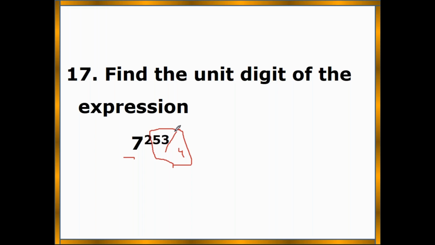So what are the last 2 digits? 53. If 53 is divided by 4, 4 13s are 52. What is the remainder? 1 is the remainder. Whenever 1 is the remainder, the whole power 253 is replaced with the remainder 1. So 7 power 1 is what? 7. That is the correct answer.